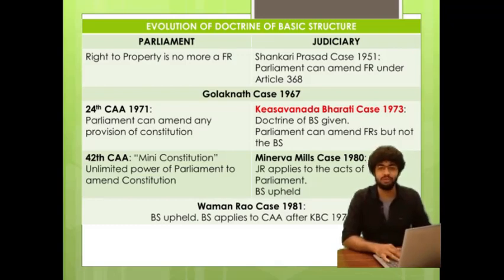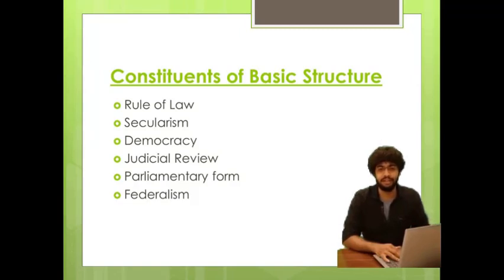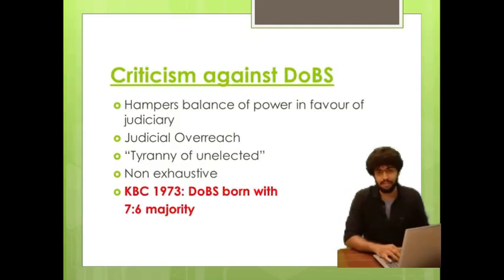The judiciary, through several cases, has identified the components of the basic structure. These include rule of law, secularism, democracy, judicial review, federalism, parliamentary form of government, and so on. There has been a lot of credible criticism that has been leveled against this doctrine of basic structure.